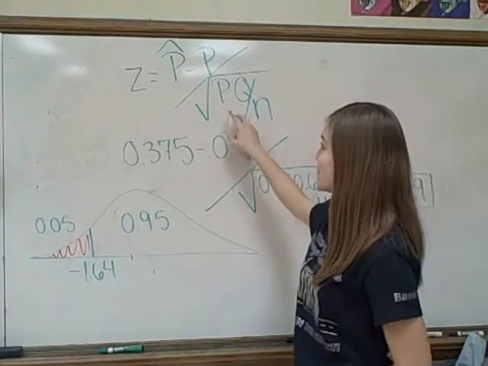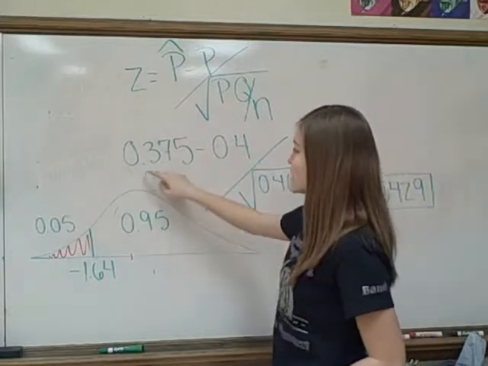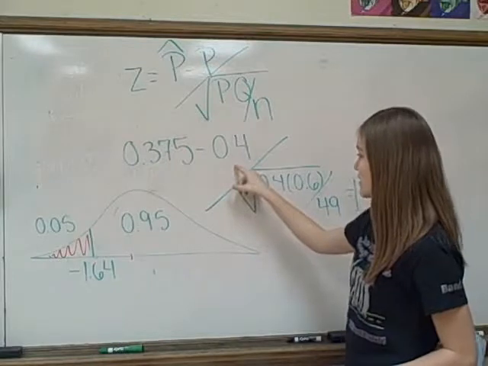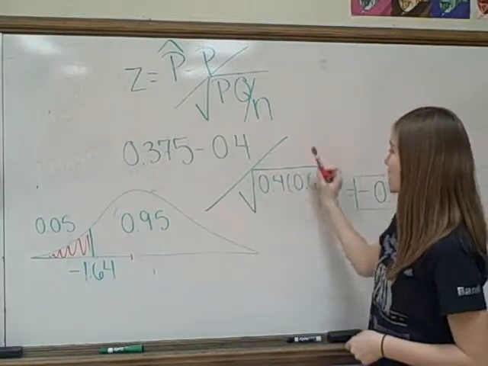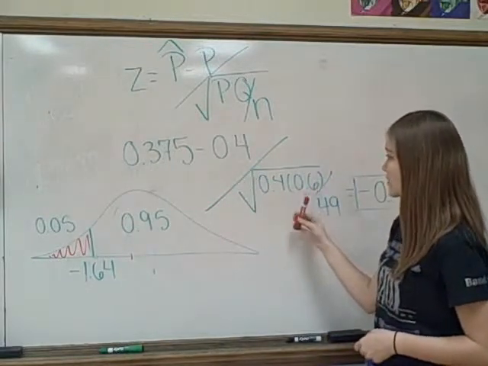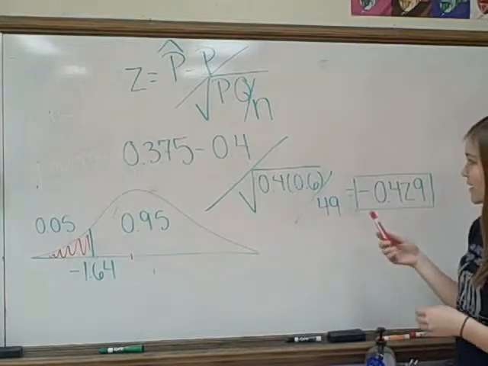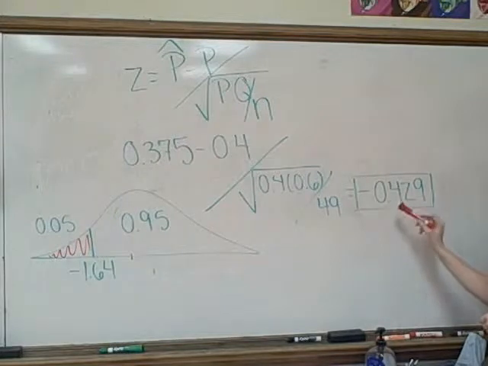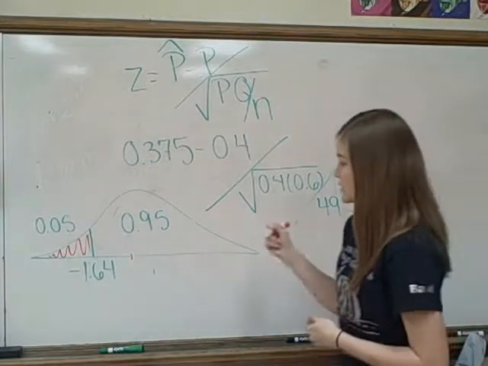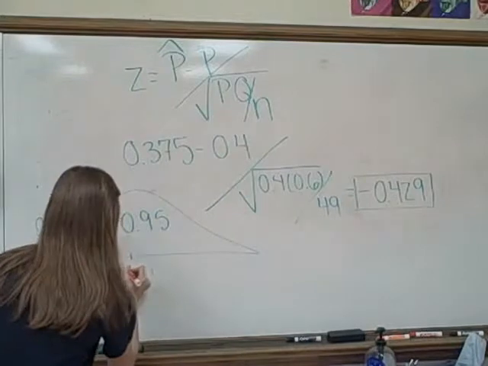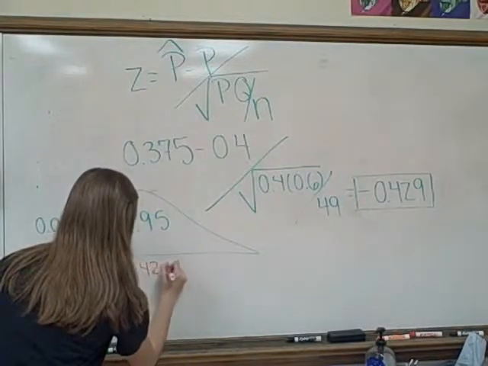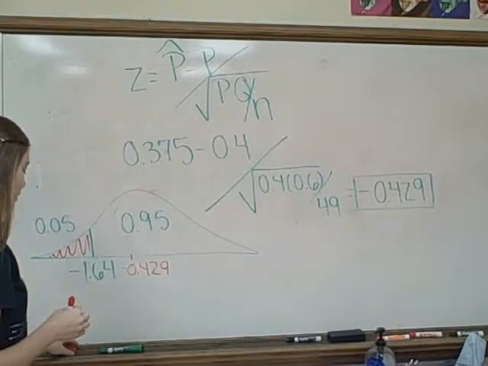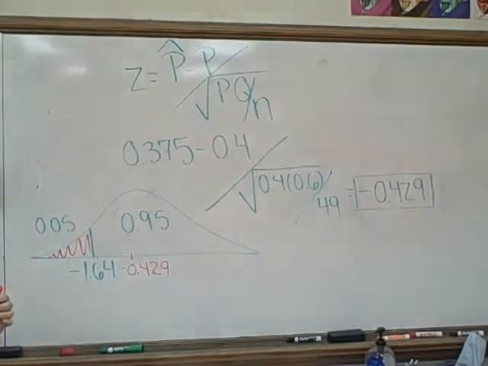We used this equation to find our z-score. So we took our p hat value, 0.375, minus p, all divided by the square root of pq divided by 49, which is our number, and we get negative 0.429. So when we put that on the graph, we see that we accept our null hypothesis and reject our claim.